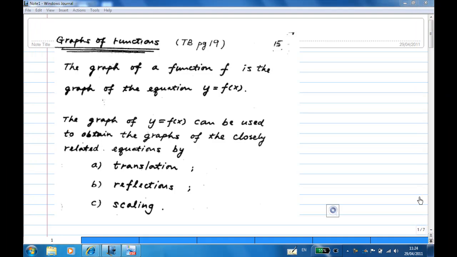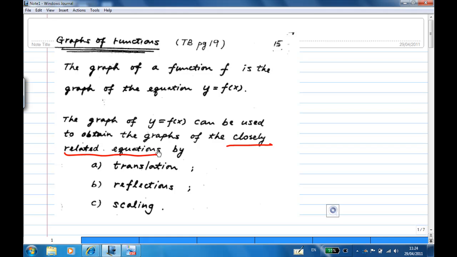Hi, we are going to find out how to get a new graph of a function given an old graph. In particular, suppose you are given a graph of a function y equal f of x, then you can get the graph of a closely related equation by translation, reflection, and scaling. What do we mean by a closely related equation?